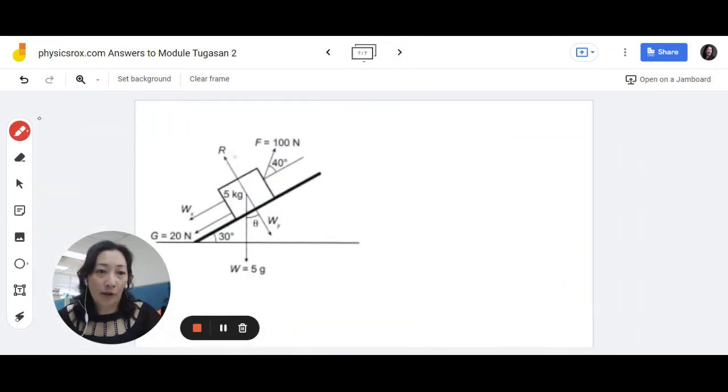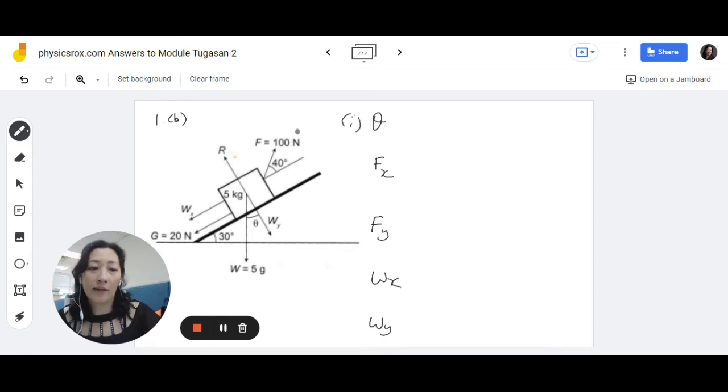All right, this brings us to question 1B. 1B also has two parts, 1B1 and 1B2. So, for 1B1, the question only asks us to find the value of theta, Fx, Fy, and R. But for the purposes of solving this question, we're going to solve some extra values first. In fact, the book solved it wrongly. They solved Wx and put it as Fx. So you can see there's an F here, there's a W here. They're actually two different forces. So let's solve them all. Let's find Wx and Wy as well. We'll solve R in the next slide.